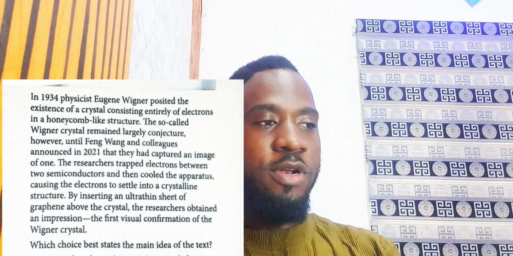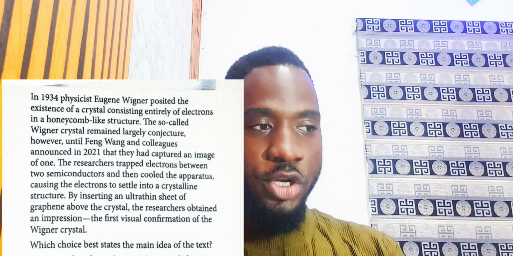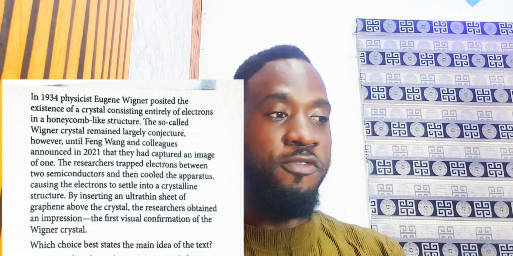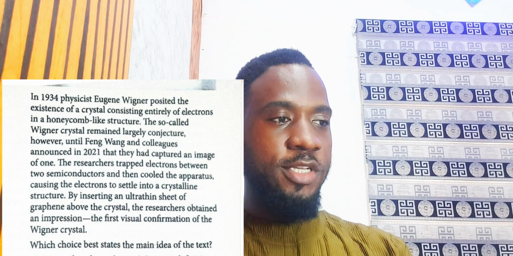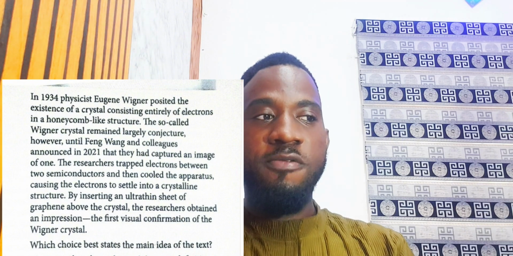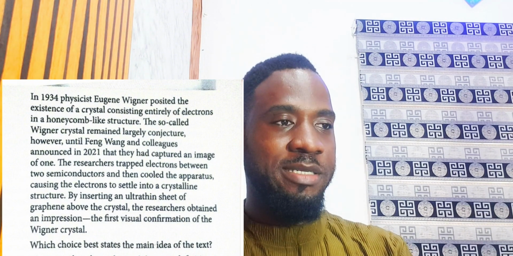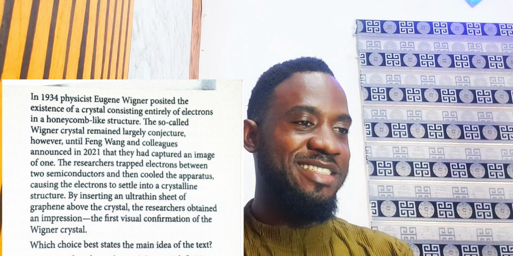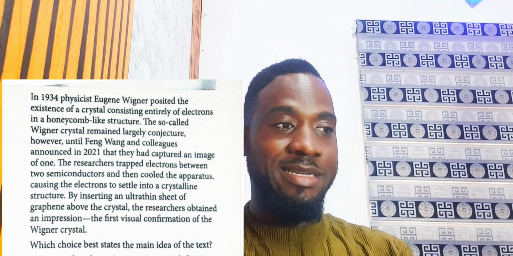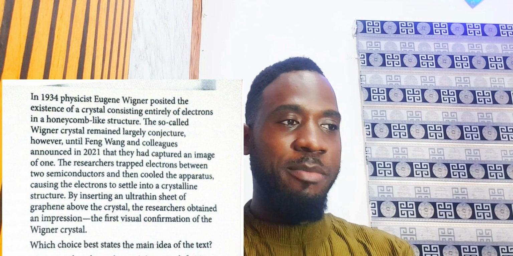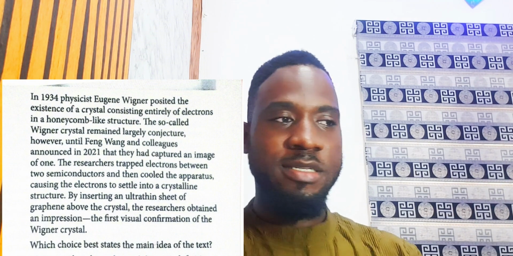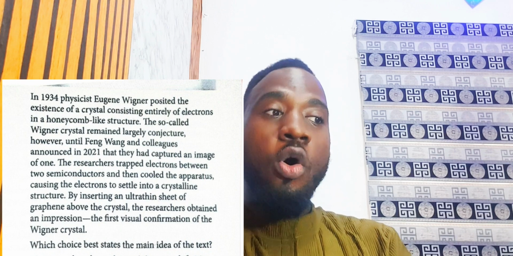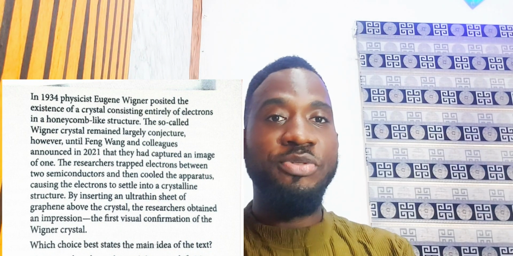By inserting an ultra-thin sheet of graphene above the crystal, the researchers obtained an impression, the first visual confirmation of the Wiener crystal. So obviously, the Wiener crystal has been confirmed. So the main point of this passage is more or less the introductory sentence plus the concluding sentence. You see, that came pretty easy. If I'm going to make a prediction, it should sound like this: Wiener posited the existence of a crystal, and his position was confirmed eventually. Something as simple as that.